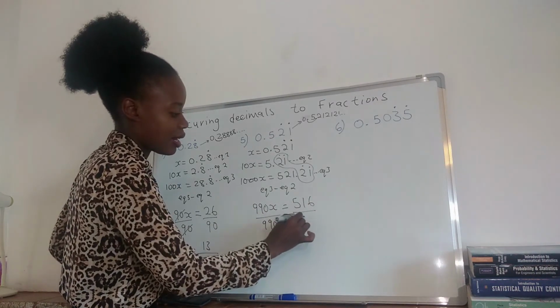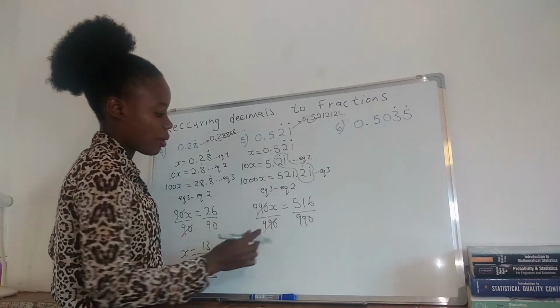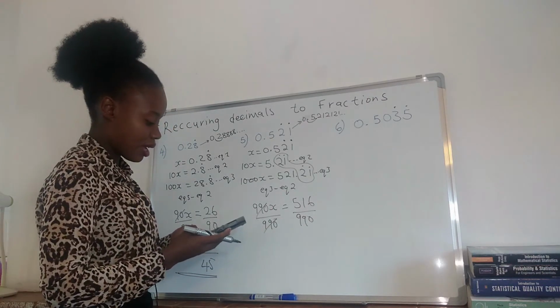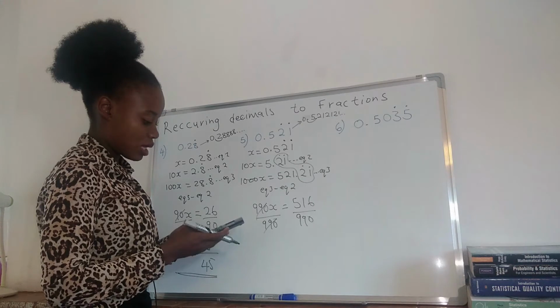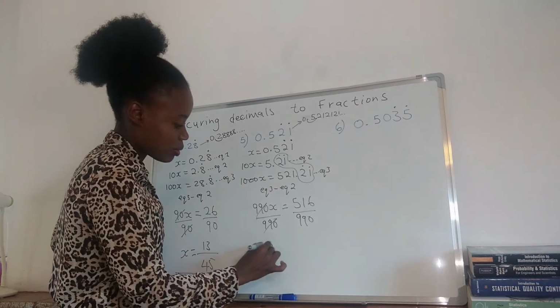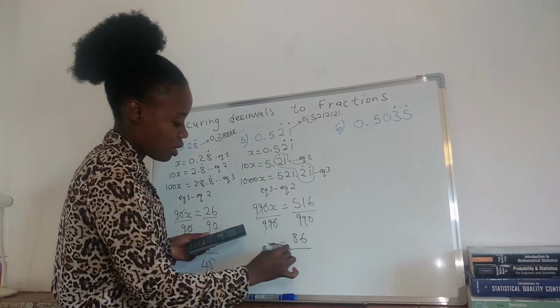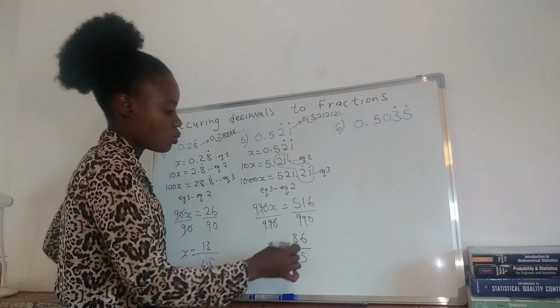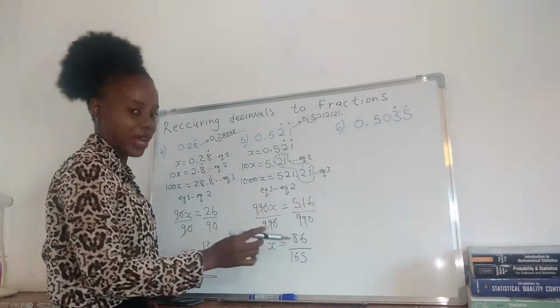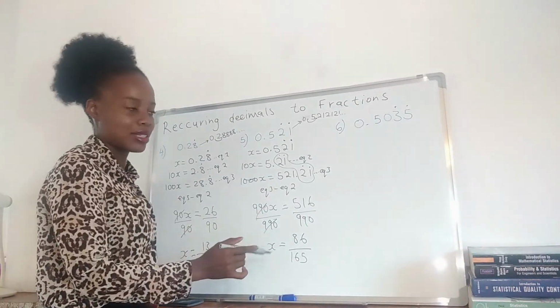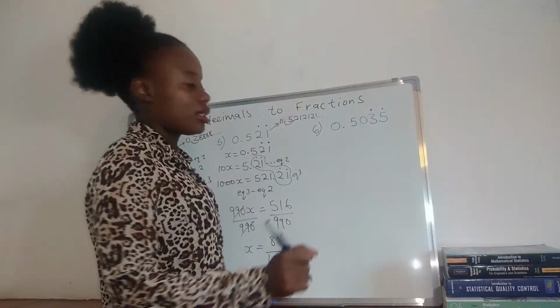We divide by 990 both sides. So our x is 516 divided by 990. We're supposed to simplify it so that it will be 86 over 165. Do not leave your answer like this. Simplify it, okay, so that you can get full marks.